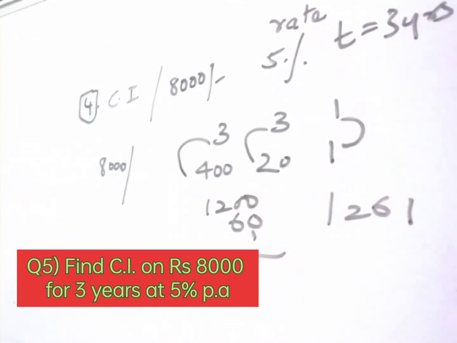So the compound interest for 8,000 rupees at 5% for 3 years is 1261.